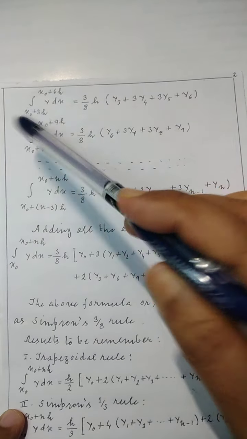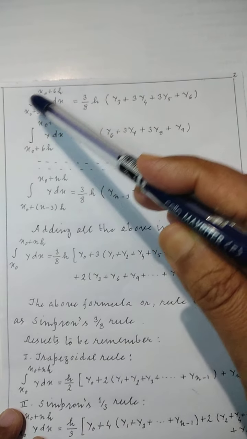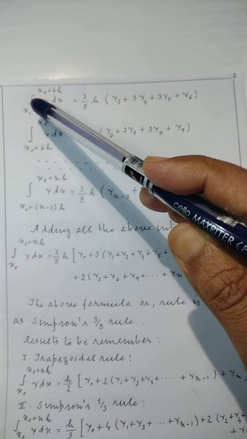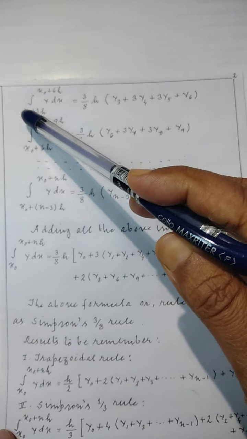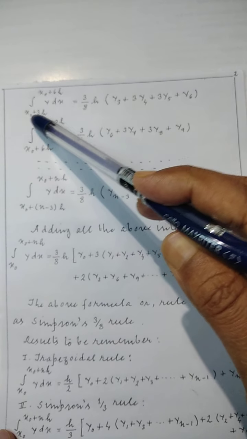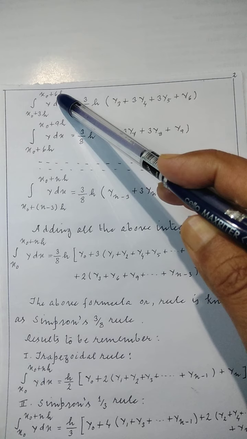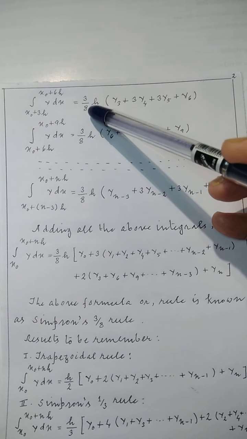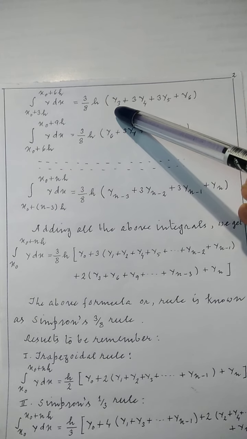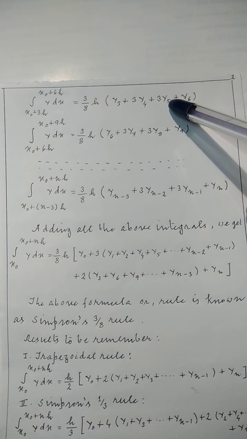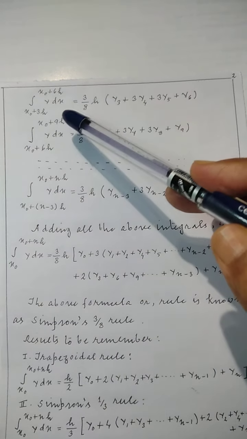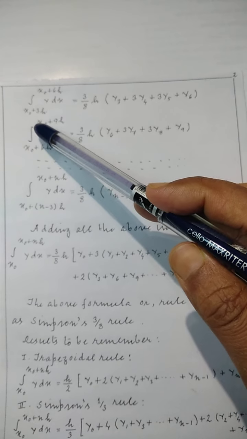So what is next? For the next sub interval, we can write the integral from x0 plus 3h to x0 plus 6h of y dx. If you follow the previous result, in the same way we can write it as 3 by 8 h into y3 plus 3 y4 plus 3 y5 plus y6.